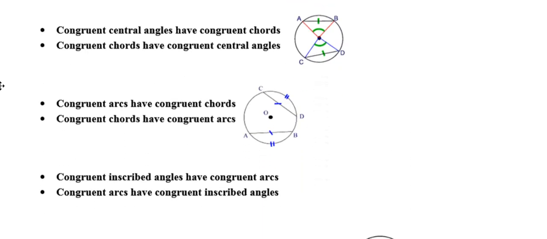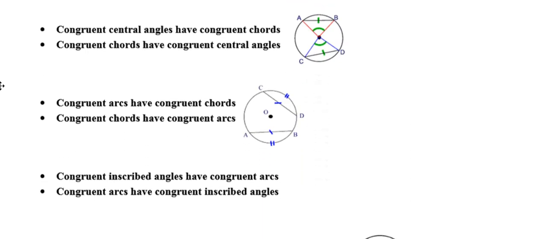One that you might not have seen before is that anytime you have a pair of congruent central angles, they'll have congruent chords. So the green central angles that you see in the picture marked congruent imply that chord AB and chord CD also have to be congruent. And that works backwards as well. Anytime you have congruent chords, the central angles that go along with those chords have to be congruent as well.